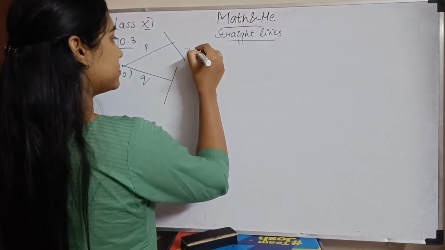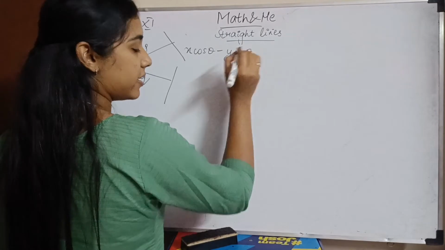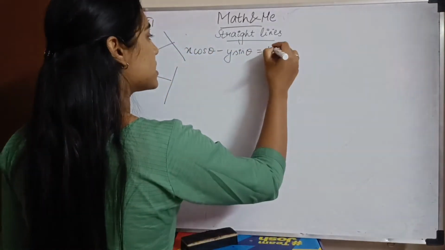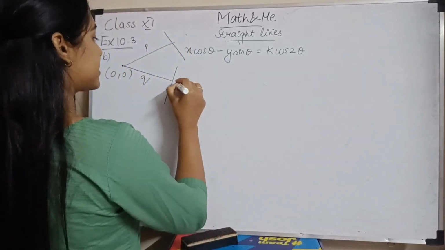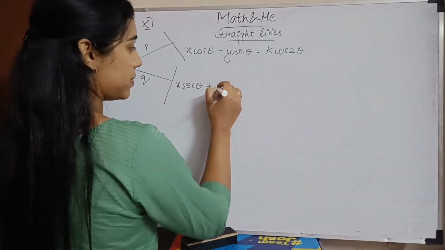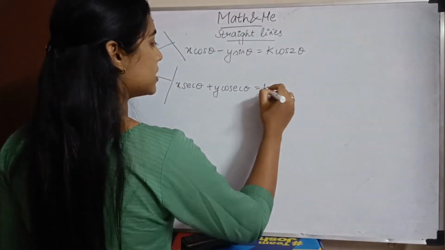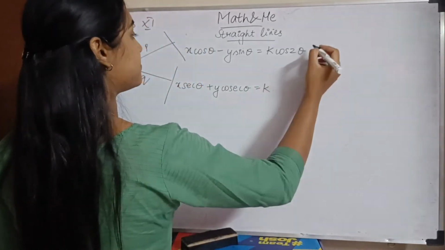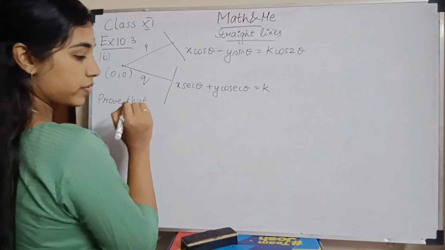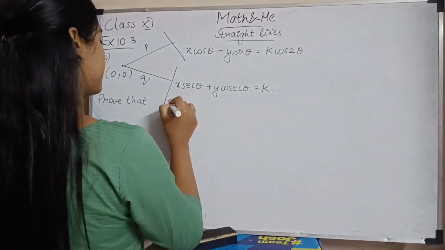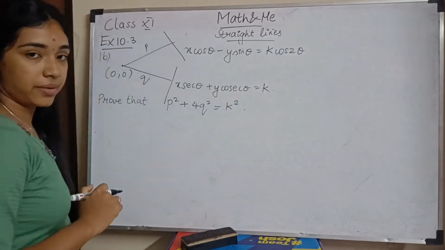x cos theta minus y sin theta equals k cos 2 theta. And the equation of the other line is x secant theta plus y cosecant theta equals k. Prove that p square plus 4q square equals k square.